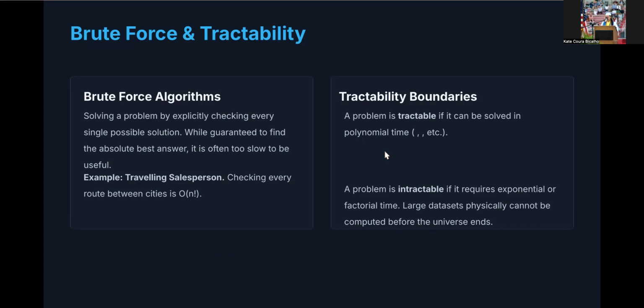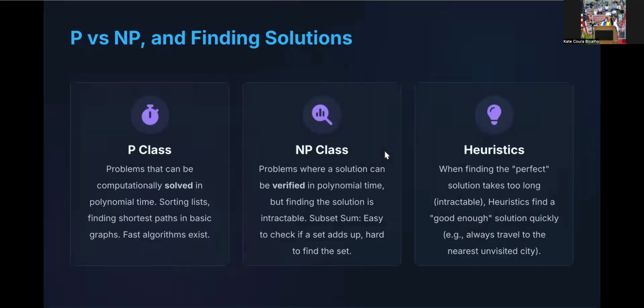So we know from before that non-polynomial runtimes such as O of n factorial are not tractable, which means it requires exponential or factorial time. Large data sets physically will not be computed for these problems. So if we do traveling salesperson with all of the cities in a state, for example, that would take a ridiculous amount of time, and we would not be able to find a solution to that.